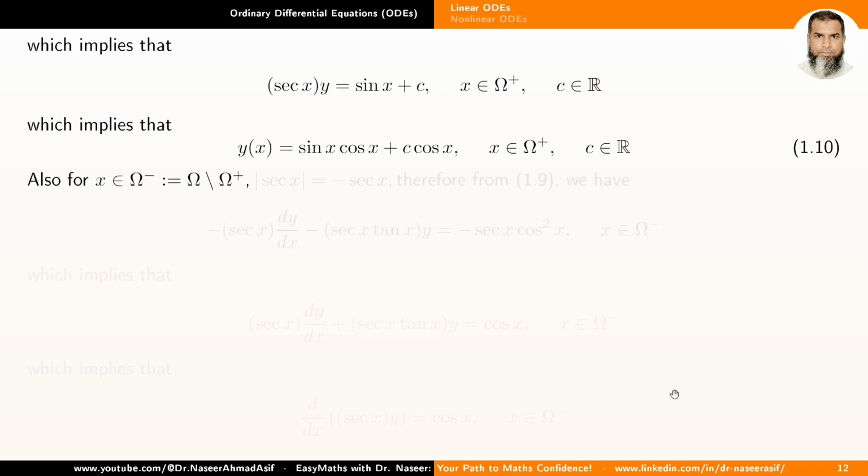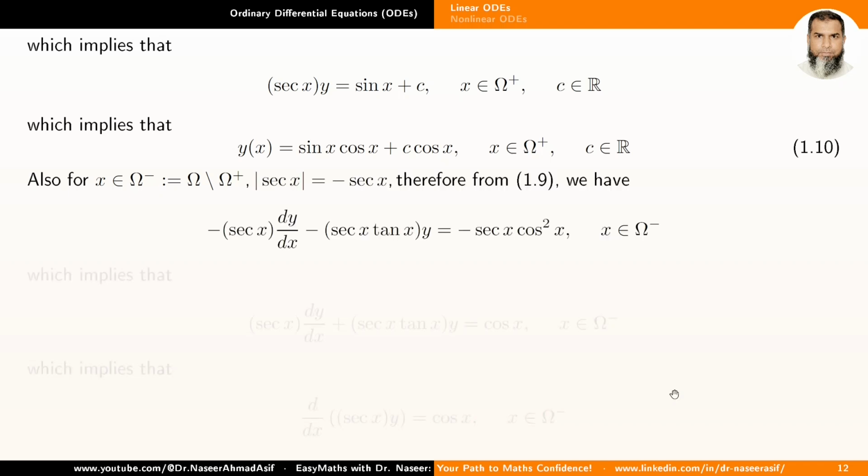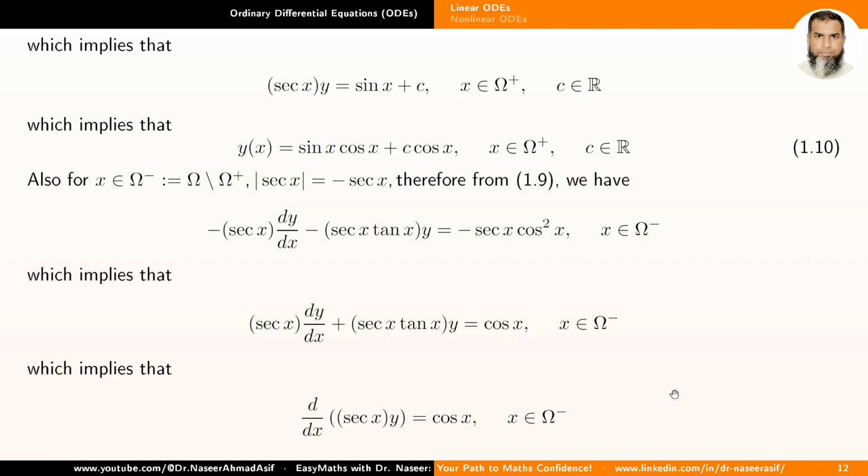Also for x belongs to omega minus, which is omega other than omega plus, absolute secant x is equal to minus secant x. Therefore from equation 1.9 we have minus secant x into dy by dx minus secant x into tangent x into y is equal to minus secant x into cosine square x, where x belongs to omega minus. So we have secant x into dy by dx plus secant x into tangent x into y is equal to cosine x, where x belongs to omega minus. Well, this can be expressed as d by dx of (secant x into y) is equal to cosine x, where x belongs to omega minus.